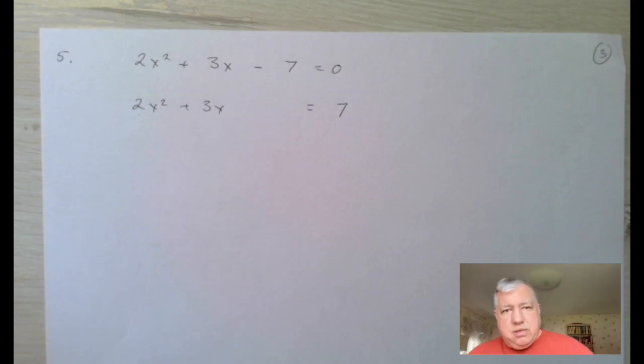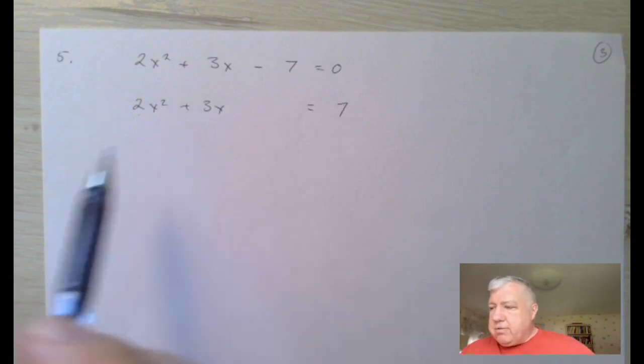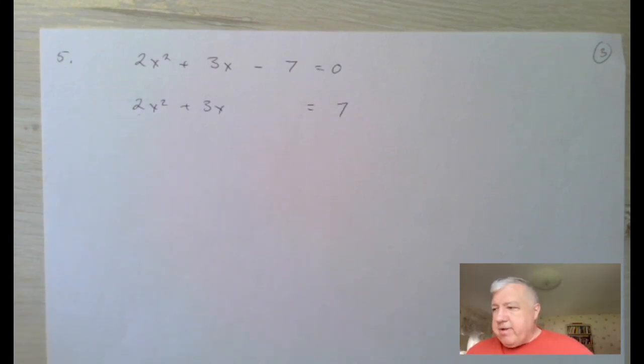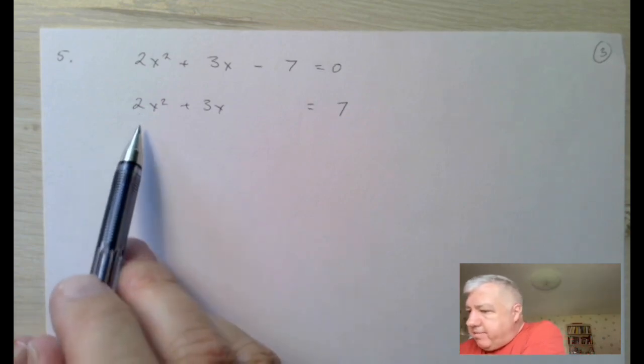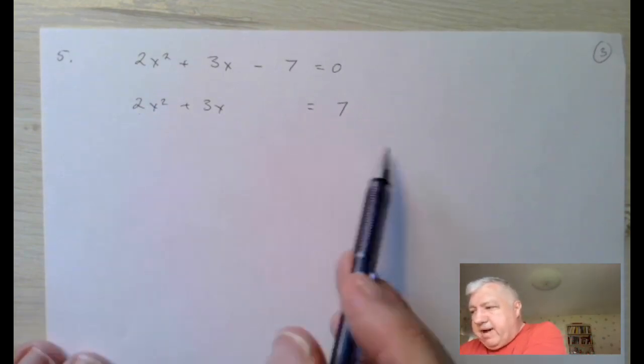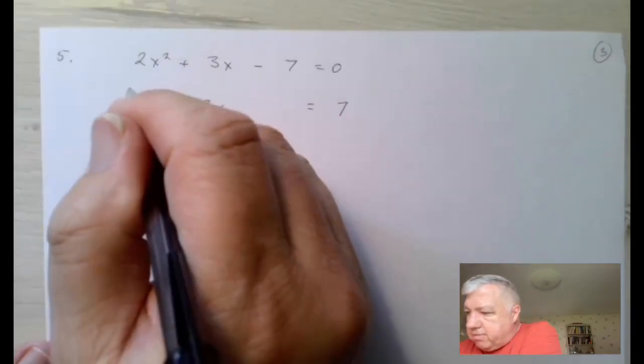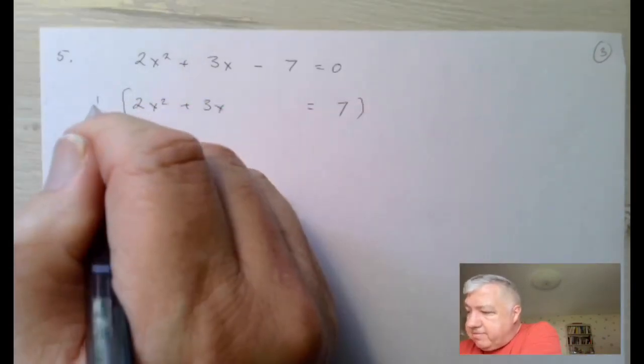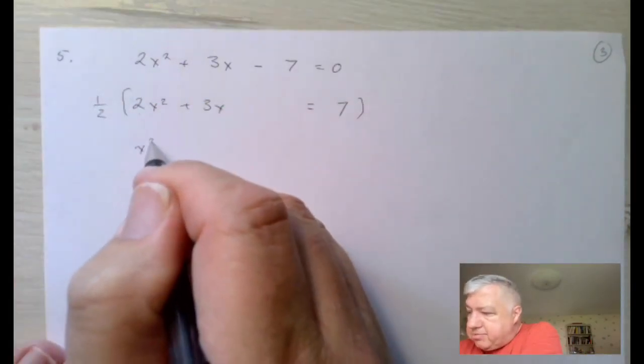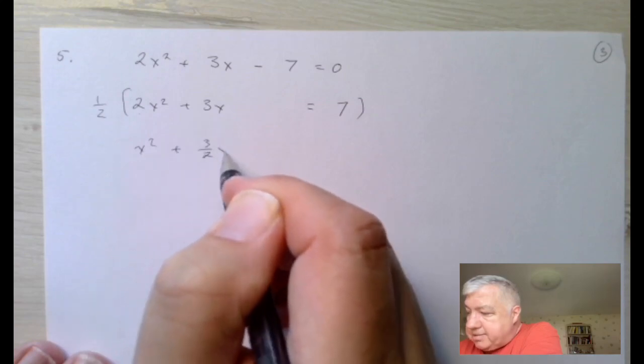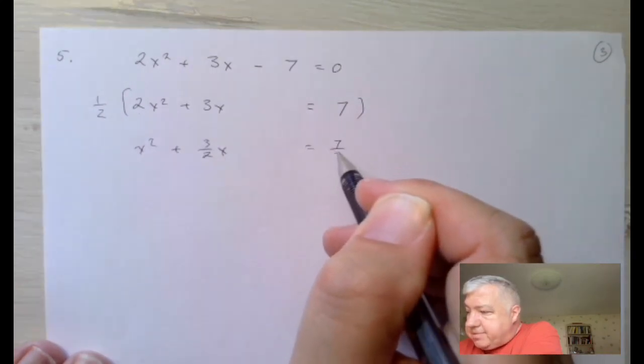So we need to deal with that 2 before we go ahead and complete the square, because this completing the square business will only work if you have an x squared by itself, not 2x squared. So we can get rid of the 2 by dividing everything by 2, or multiplying everything by 1/2. Same thing. So this will be x squared plus 3/2 x equals 7/2.